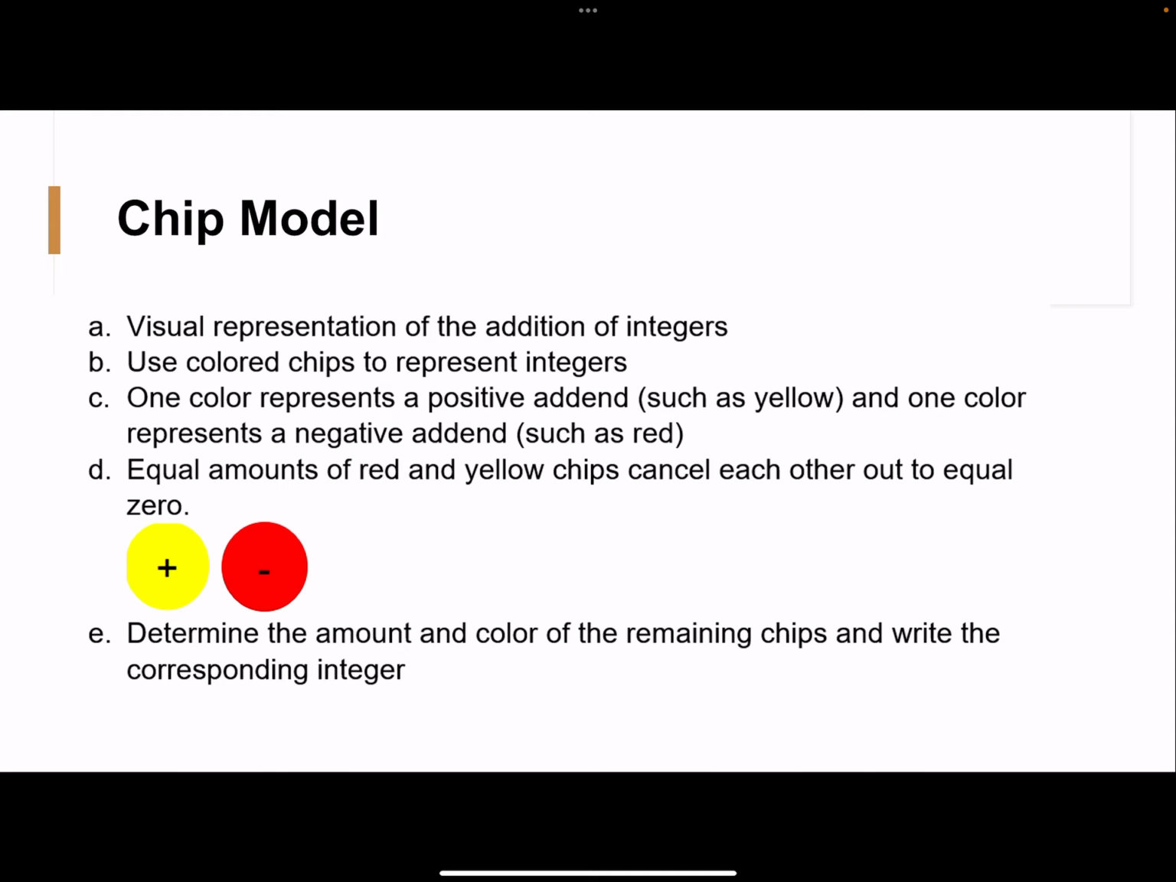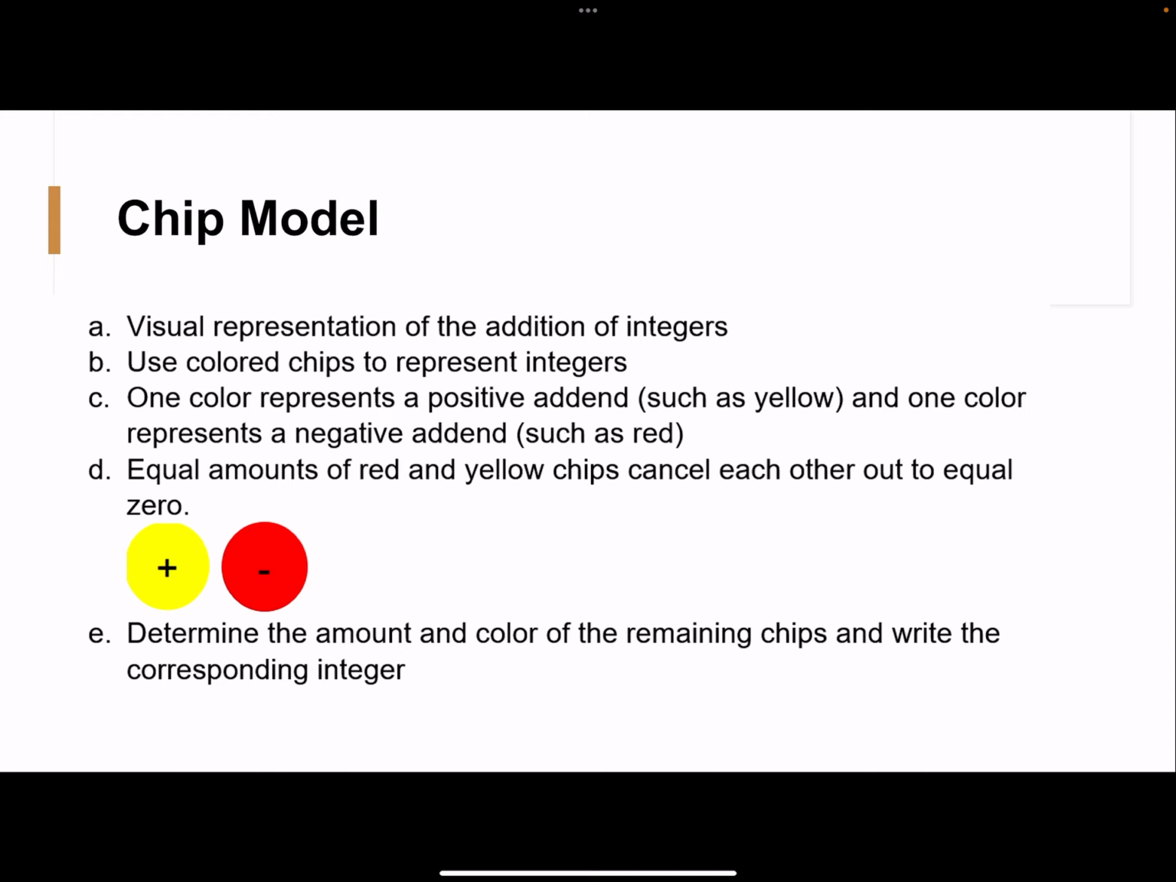They need to know for one positive, there's exactly one negative needed to make zero, and they're going to cancel each other out. So there are going to be times that we're going to use that idea of making zero to be able to add integers of different signs. So what we're going to do is determine the amount and the color of the remaining chips that are left, and we'll write the corresponding integer, carrying the sign.